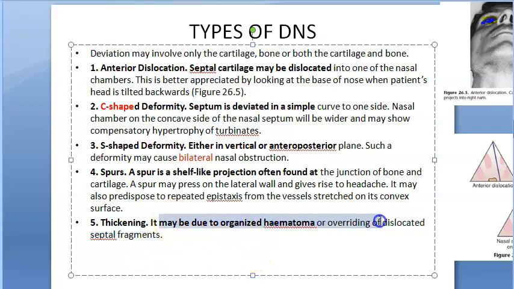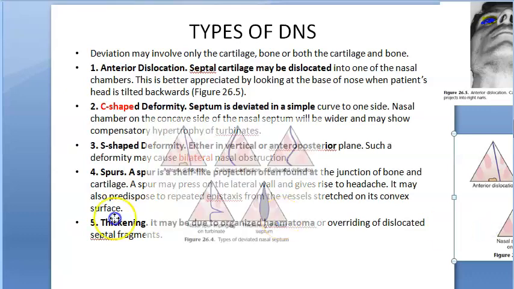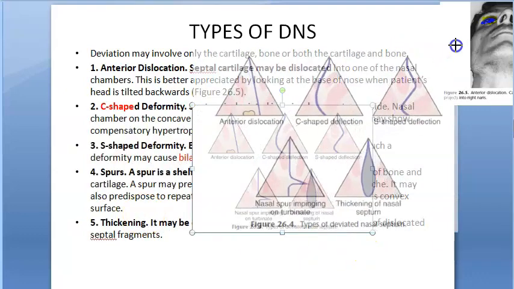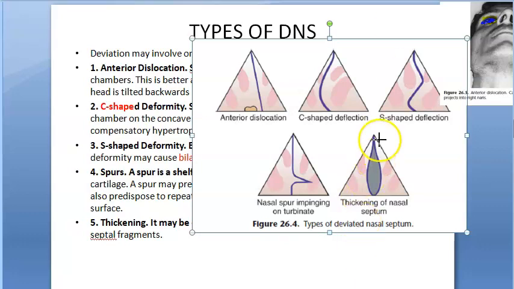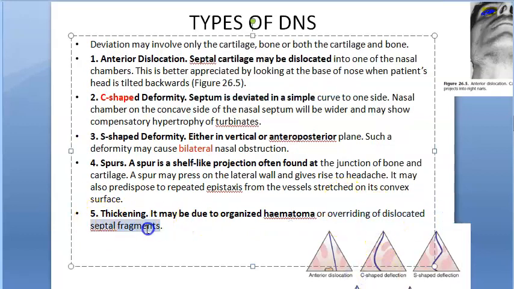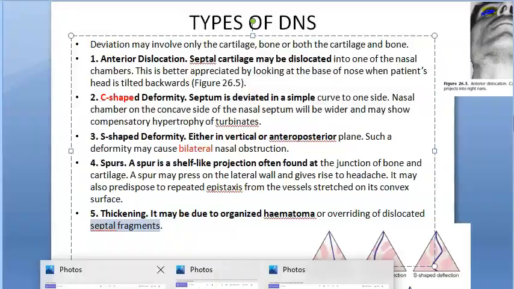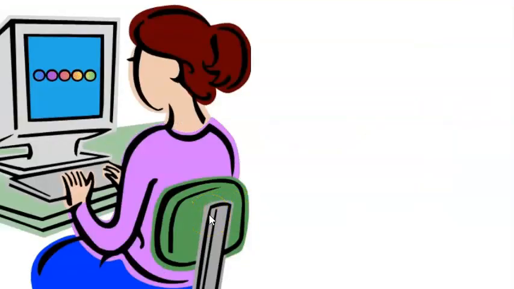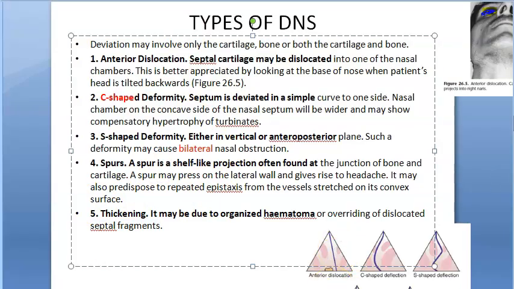This may be due to organized hematoma or overriding of dislocated septal fragments. For this thickening of the nasal septum, guys, you'll have to draw all these diagrams in the exam to get marks. So what is happening here? Due to an organized hematoma, there was a hematoma here and that got organized. Or there was some trauma and there are some dislocated septal fragments. Overriding of the dislocated septal fragments can lead to thickening of the deviated nasal septum. Okay, that's it, guys. We are done with types of DNS. Let's move on to the next slide.